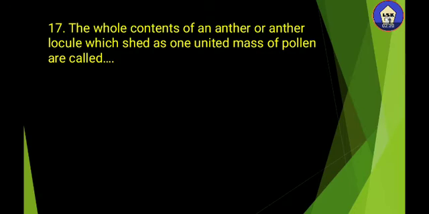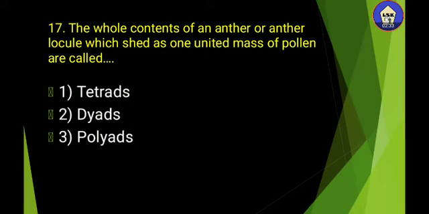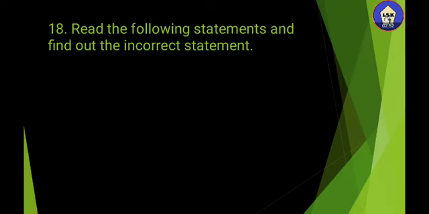Now question number 17. The whole contents of an anther or anther locule which shed as one united mass of pollen are called: option 1 tetrads, option 2 dyads, option 3 polyads, option 4 pollinia. So the answer is definitely pollinia. If the whole contents of anther or anther locule shed as one united mass of pollen, they are called as pollinia.